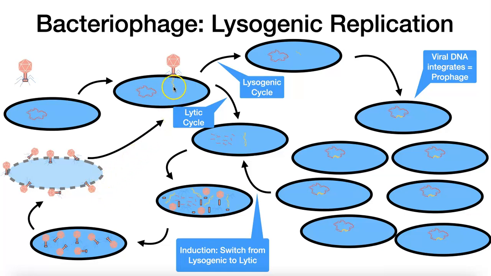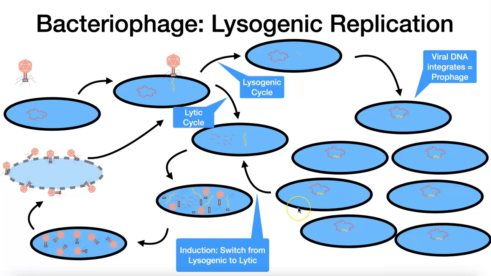Alternatively, after entry, you can have the lysogenic cycle, which is, again, when that piece of viral DNA integrates into the bacterial cell chromosome. And then that one host cell copies its DNA along with the virus during the process of binary fission, and that cell splits into two. Each cell now has a copy of the viral DNA in the form of a prophage. It is integrated. Then those cells continue to divide over and over again.